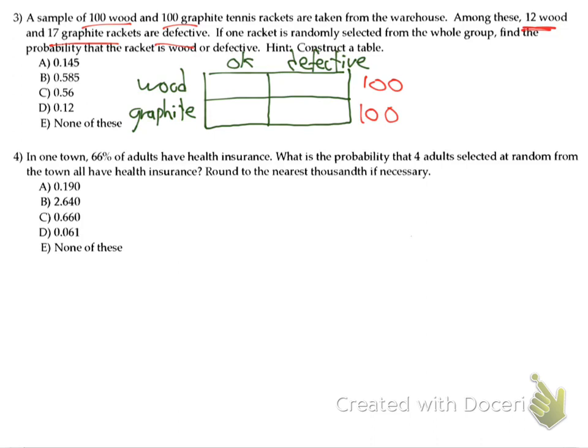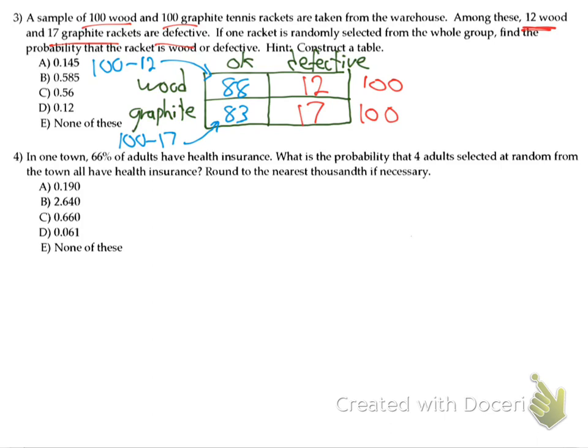So there's 12 wood defective right there, and 17 graphite defective right there. Does that make sense what they're saying? Okay, can I get those other empty boxes? By subtraction, because whatever is here plus 12 has got to make 100. So if you subtract on your calculator, 100 minus 12, 88. And here 100 minus 17, 83.